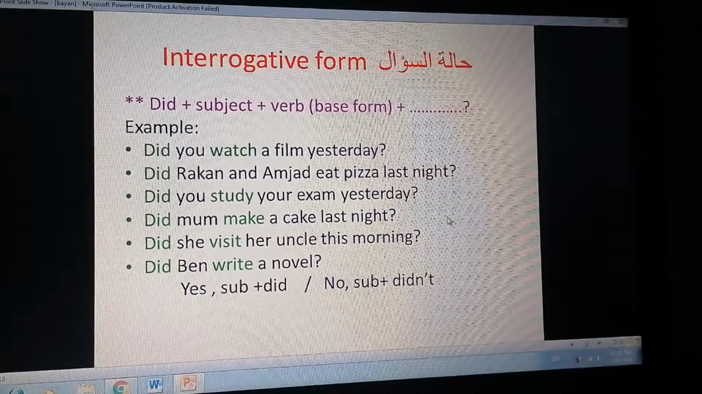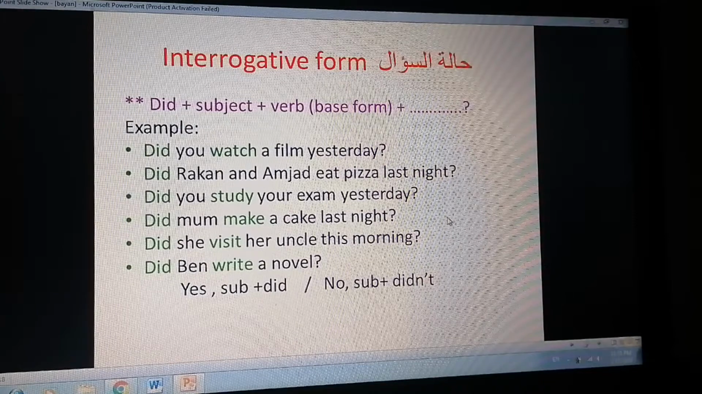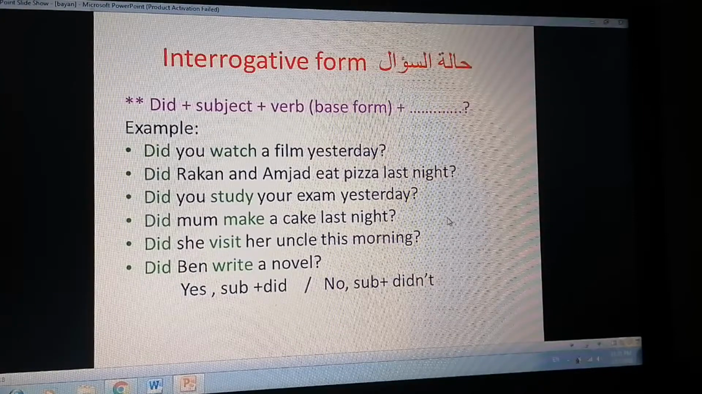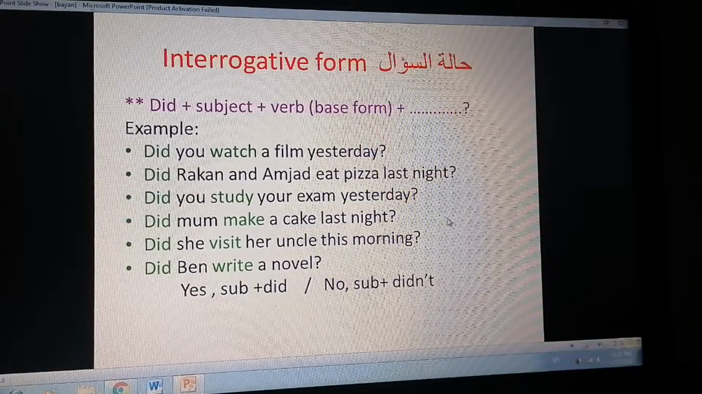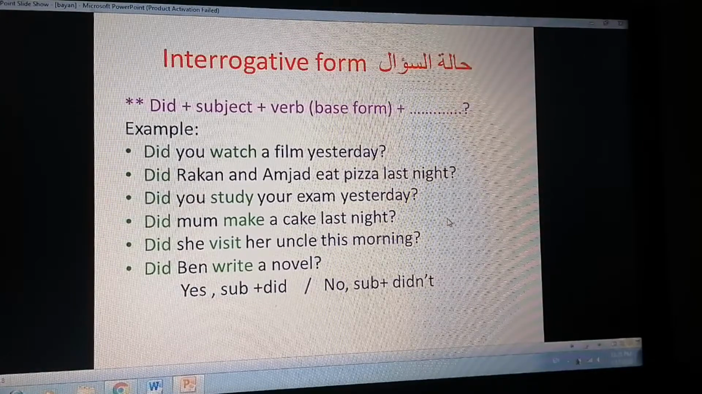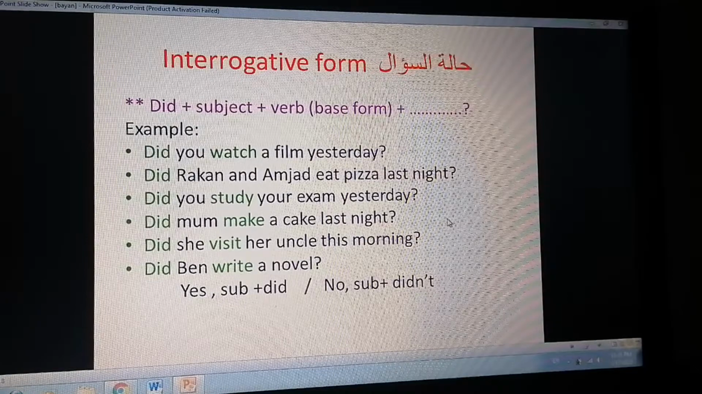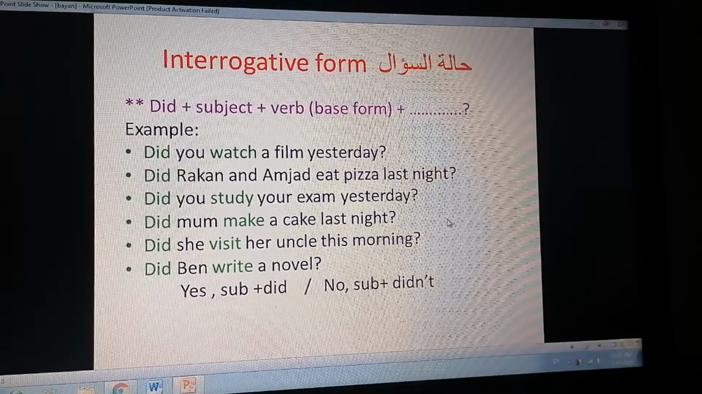Look at example. Did you watch a film yesterday? Did Rakan and Amjad eat pizza last night? Did you study your exam yesterday? Did Mom make a cake last night? Did she visit her uncle this morning? Did Ben write a novel?